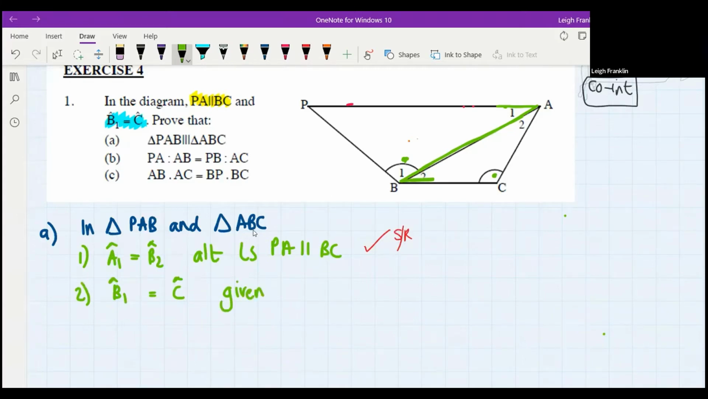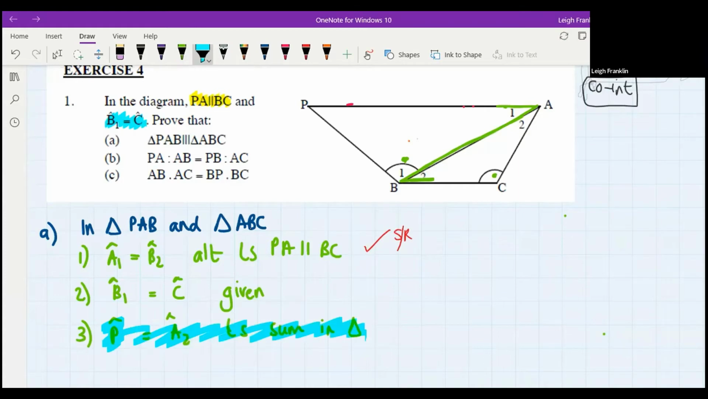Now, and only now, once you've proved the first two using other reasons, can you say the remaining angles must be equal. In other words, angle P has to be equal to angle A2 because of angle sum in a triangle, which means the angles of a triangle add up to 180 degrees. You cannot start off saying this first. If you make this statement first, you're not going to get the marks. It has to be the last statement.